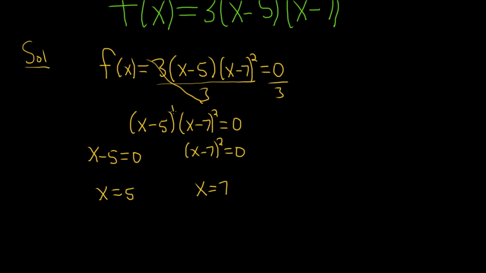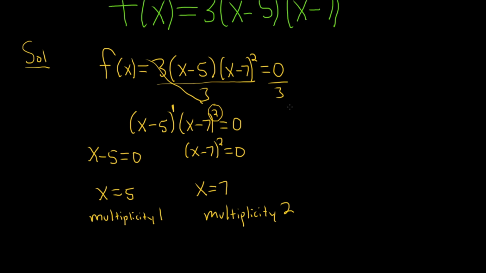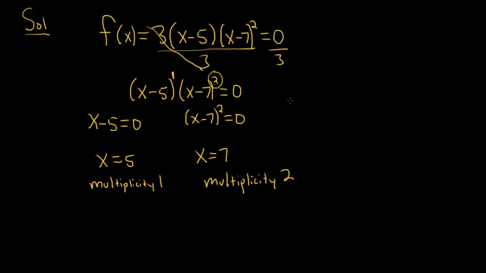So notice there's a 1 here. That's the multiplicity. So the multiplicity is the exponent that you see there. So multiplicity 1. And over here, the multiplicity is 2. You can pretty much do it without doing any work. You can just look at it and say, okay, the multiplicity is 1, the multiplicity is 2. It's really simple if you know how to do it.